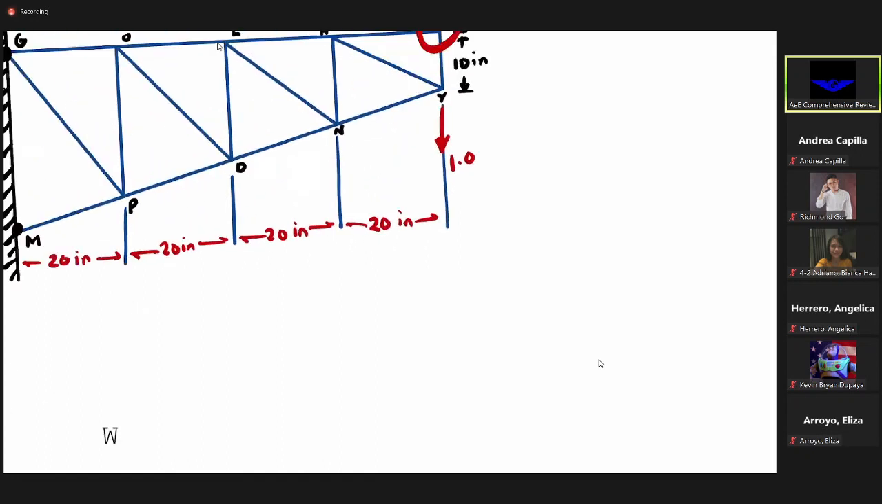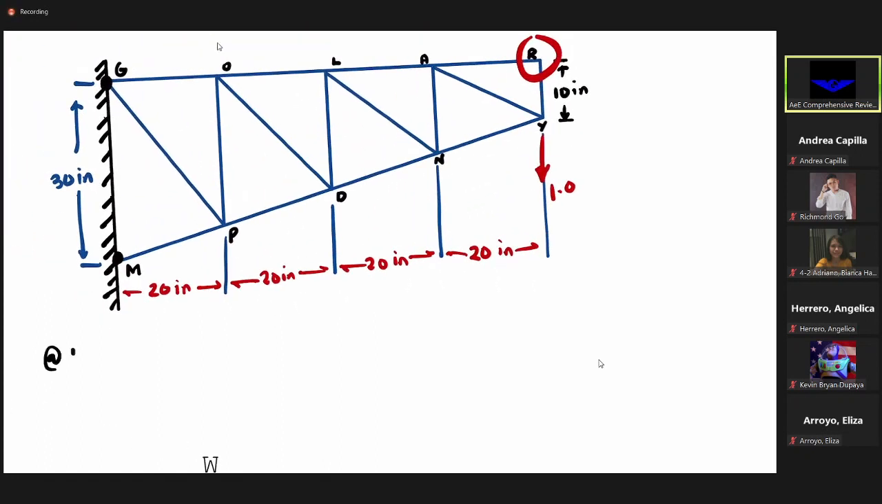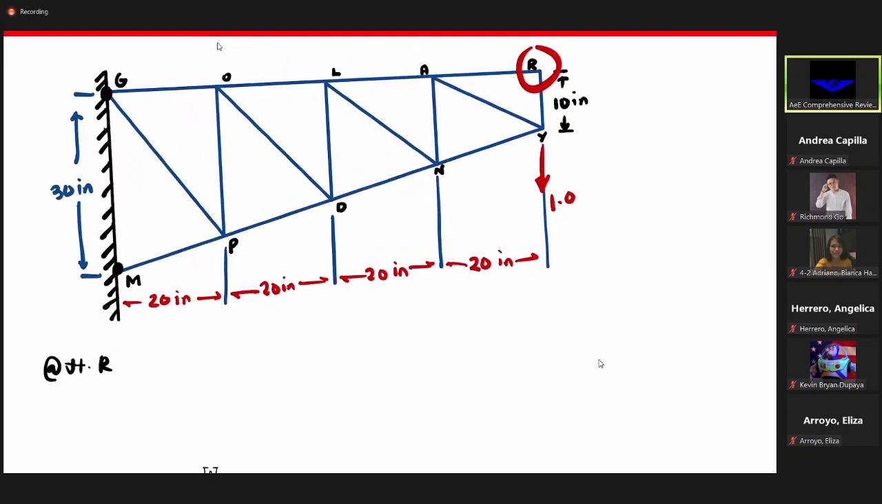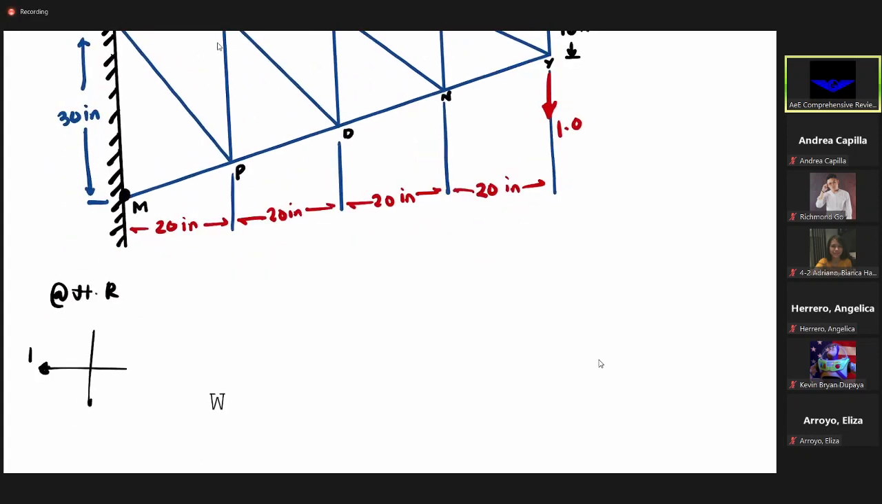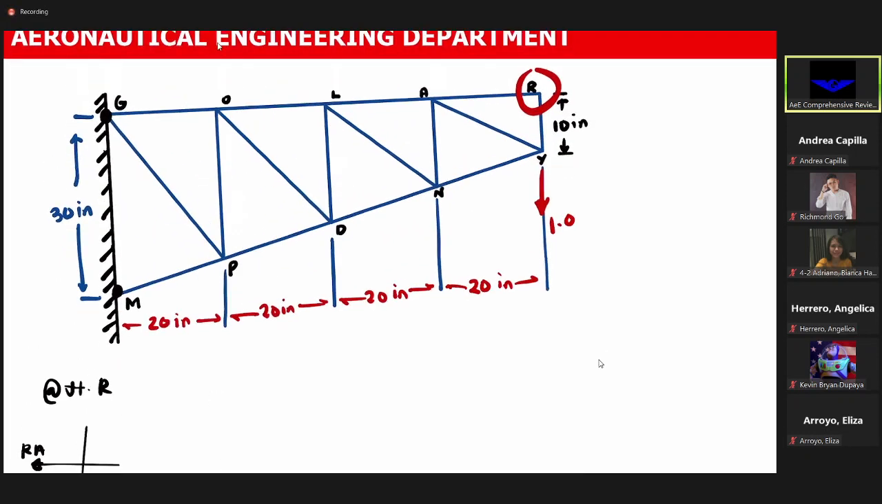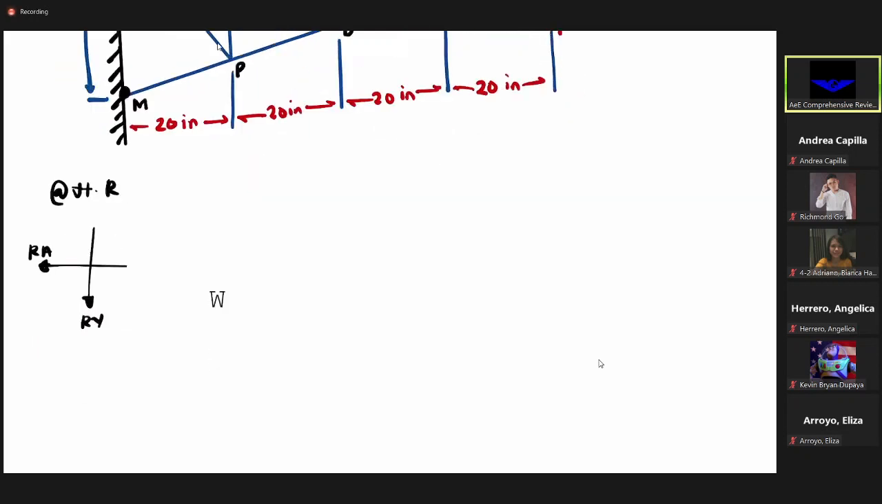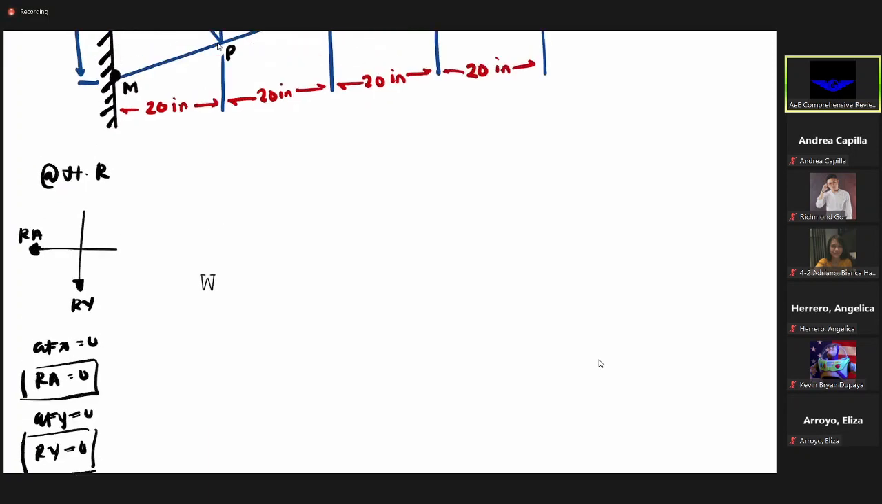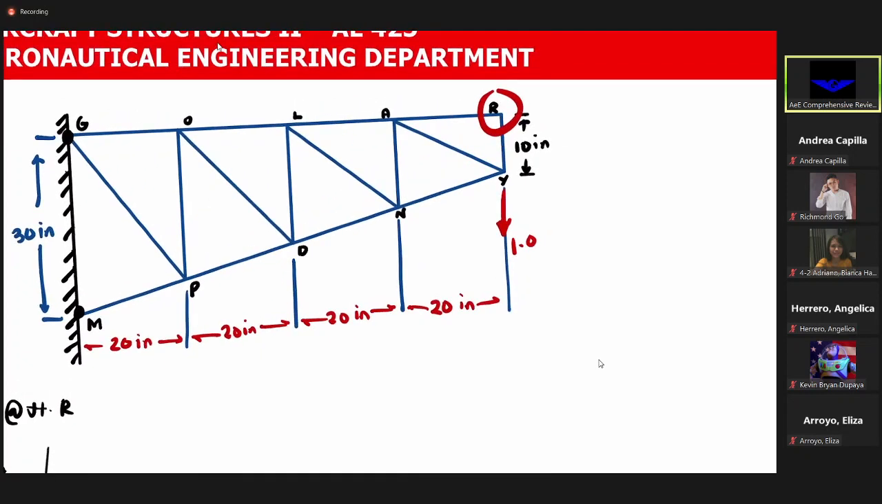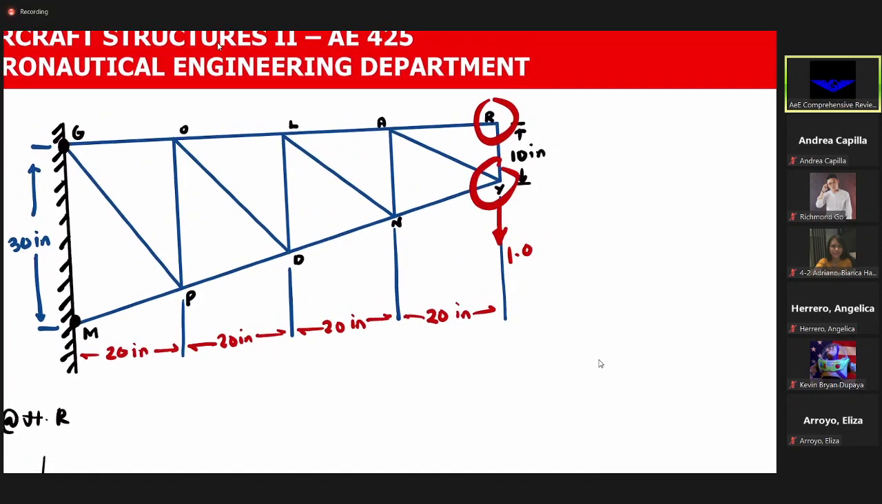Okay, wait lang. Ayan. So at joint R, ang free body diagram mo dyan is ganito lang. Meron kang RA, and meron kang RY. Tama? However, pag nag-summation forces X is equal to 0 ka, RA is equal to 0, summation forces Y is equal to 0, RY is equal to 0. Okay? Ganun lang siya kabilis i-solve. Next naman, no, is yung at Y. Okay?